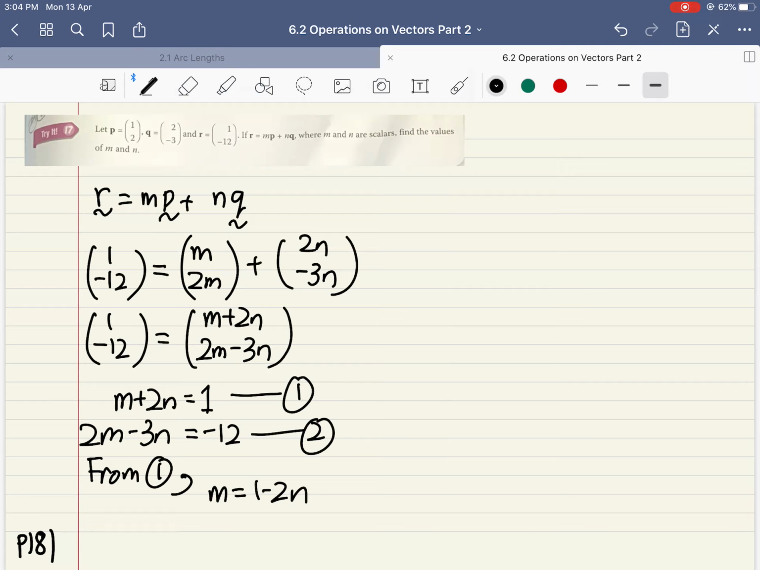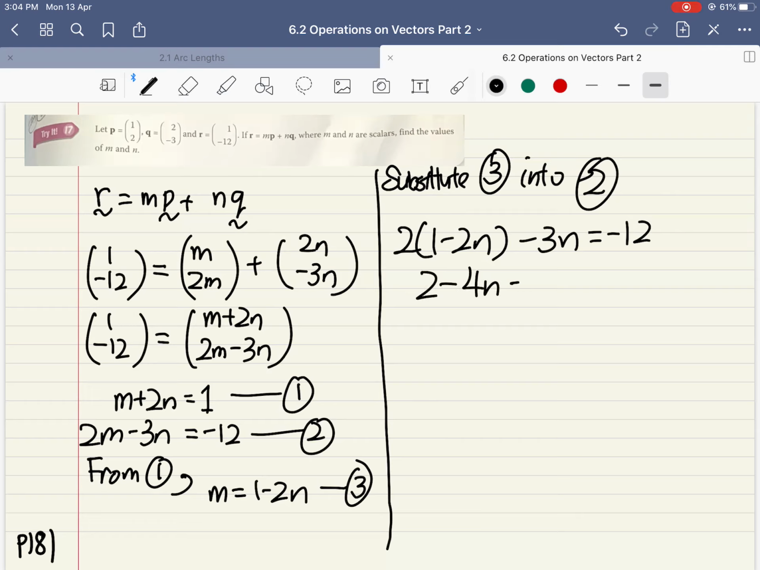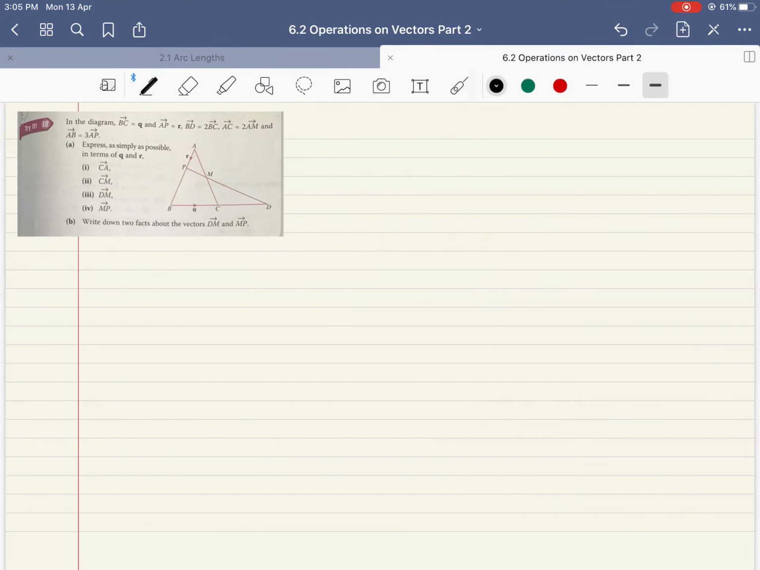From 1, M equals 1 minus 2N. This is equation 3. So I will substitute equation 3 into equation 2. So 2 times (1 minus 2N) minus 3N equals -12. If I expand, 2 minus 4N minus 3N equals -12. -7N is equal to -14. My N value is equal to 2. And my M value equals 1 minus 2 times 2. My M value is -3. So M equals -3, N is equal to 2.